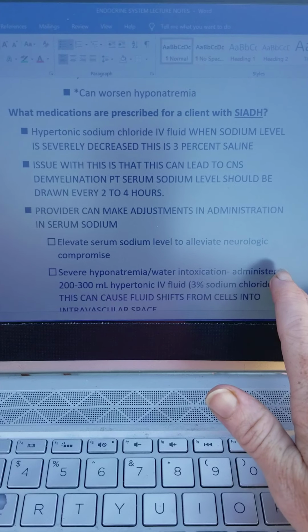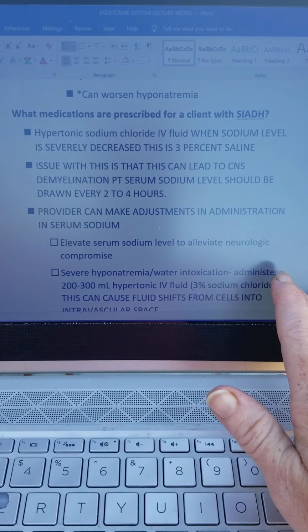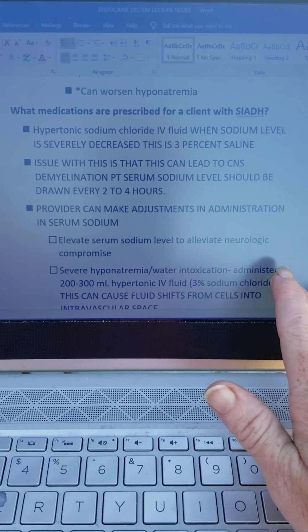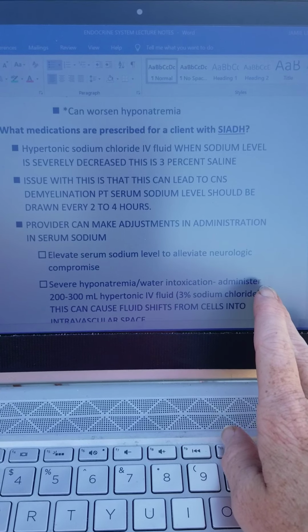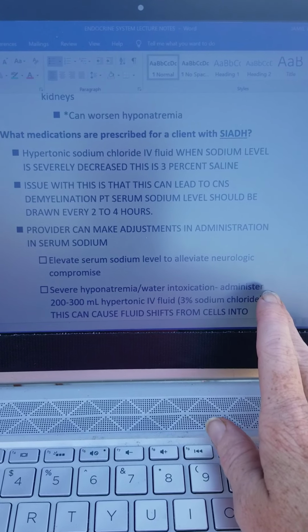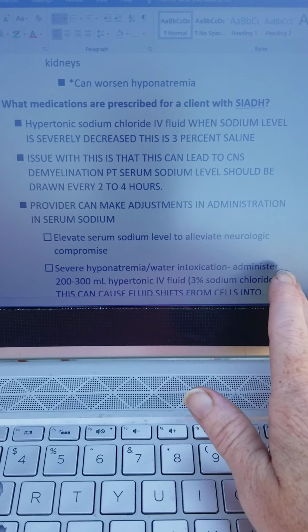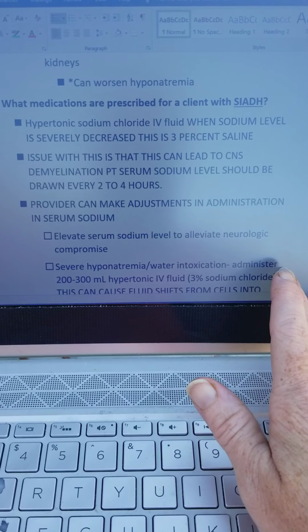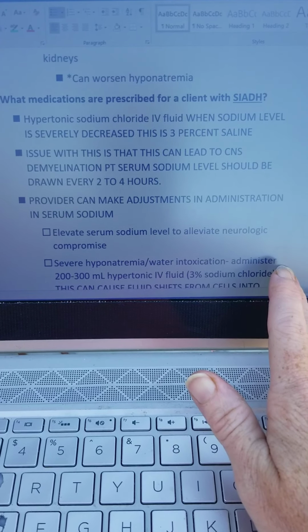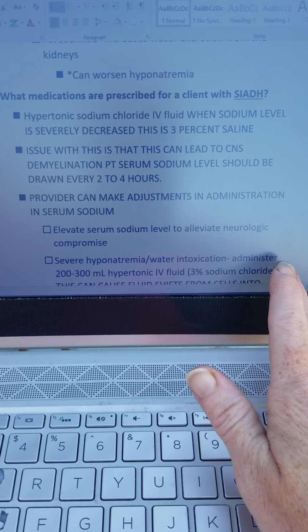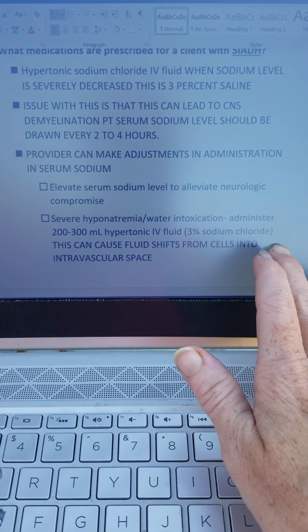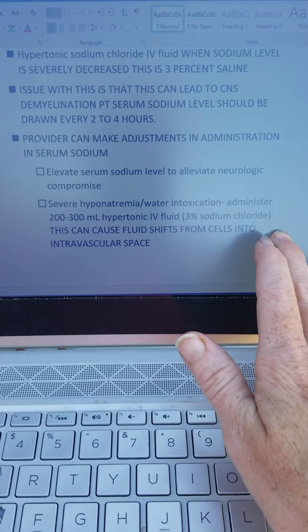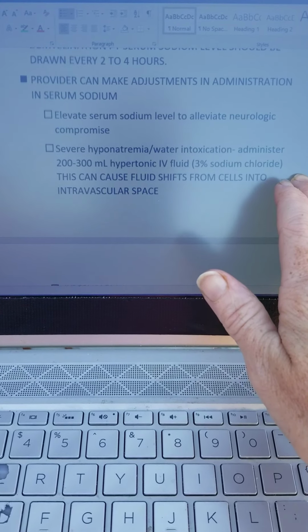What medications are prescribed for a client with SIADH? Hypertonic sodium chloride IV fluid when sodium level is severely decreased. This is a 3% saline. The hypertonic sodium chloride would help raise the sodium. The issue with this is that it can lead to CNS demyelination, because the patient's serum sodium level should be drawn every 2 to 4 hours. You have to monitor closely. The provider can make adjustments in administration based on serum sodium.